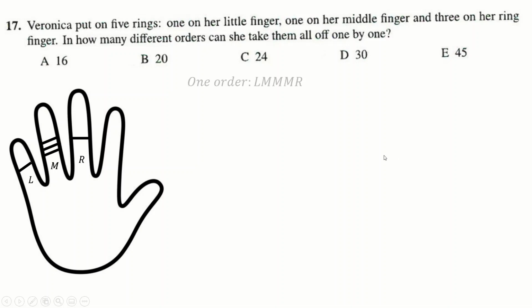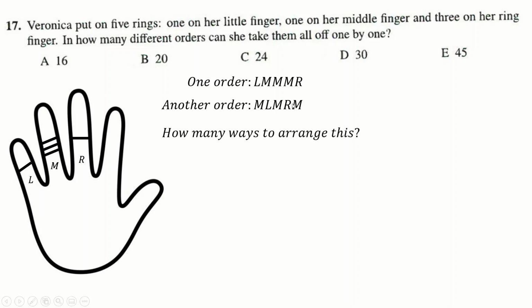The first way, if you know combinatorics: one order that she could remove the rings is left, middle, middle, middle, right. But a different order, of course, is this. And what we're really asking here is, how many ways are there to write this word, quote-unquote word? How many ways are there to arrange these letters into a new, different way of doing it? And that might jog people's memories if they've ever sat and done any combinatorics.